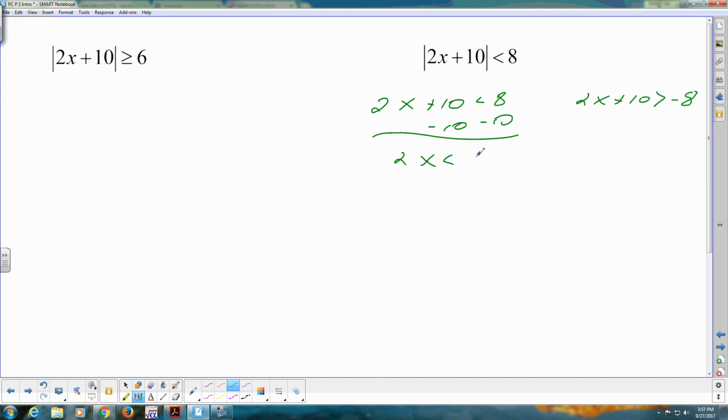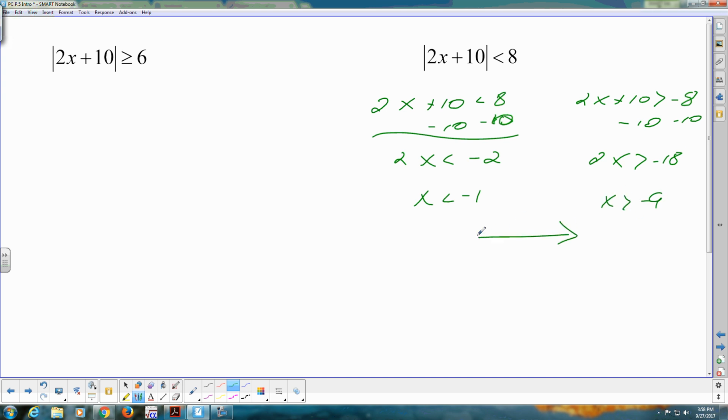2x is less than negative 2. That's a 10. Divide by 2. X is less than negative 1. Subtract the 10. 2x is greater than negative 18. Divide by 2. X is greater than negative 9.